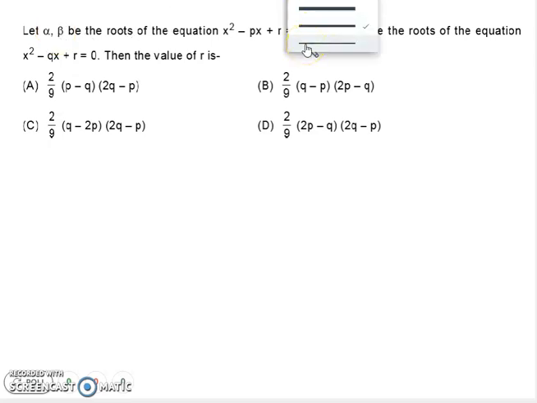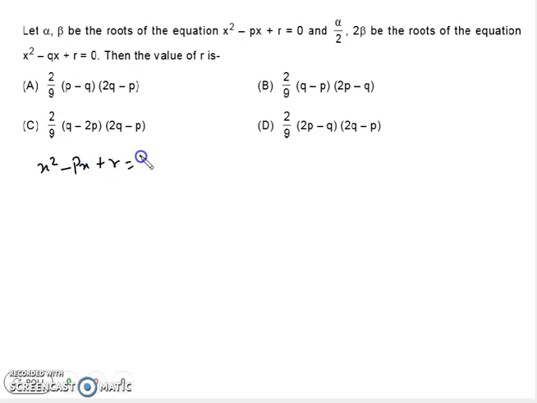So today I am going to discuss a very important question of the quadratic equation. The first equation: alpha and beta are the roots of the given equation, and the equation is x squared minus px plus r equals 0, right? The roots of the given equation are alpha and beta. So according to the properties of roots, alpha plus beta is equal to p. This is the first equation. And alpha beta is equal to r. This is the second equation. Are you getting my points?